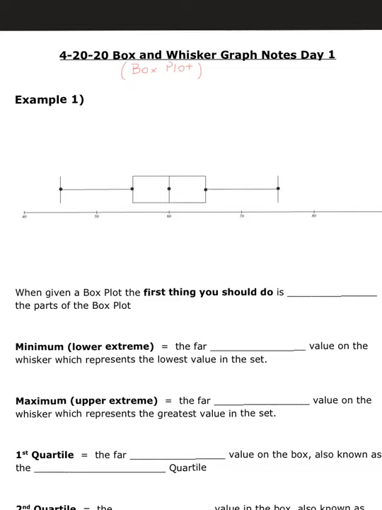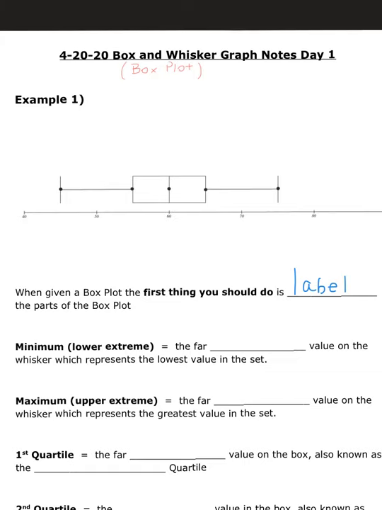Now we're going to look at our last kind of graph, which is a box and whisker graph, but it's also called a box plot. Now, whenever you're given a box and whisker graph, the first thing you should do is go ahead and label its parts. So, label the parts of the box and whisker.